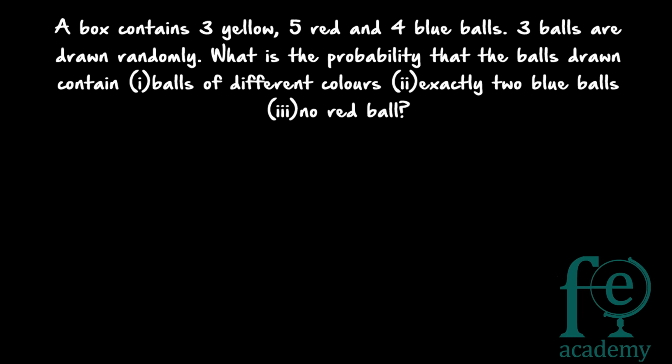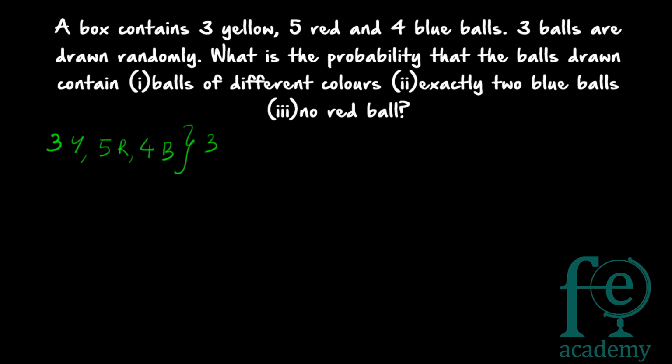Okay, so what is the given question? A box is containing 3 yellow balls, then 5 red balls and 4 blue balls. And out of this, 3 balls are drawn randomly. So you have to find out the probability for the given conditions.